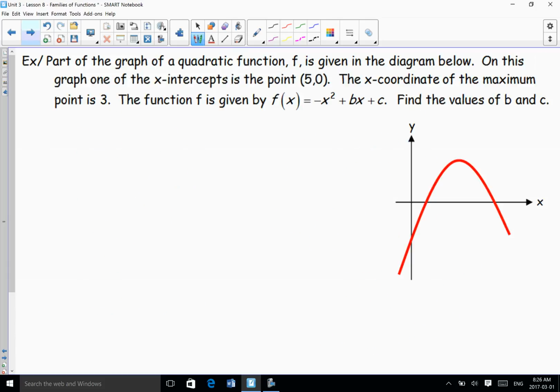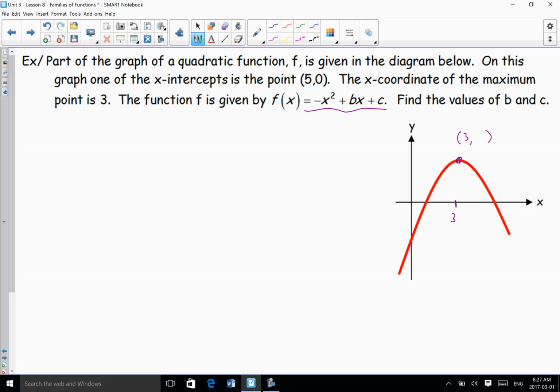Part of the graph of a quadratic function f is given in the diagram below. On this graph, one of the x-intercepts is the point (5, 0). The x-coordinate of the maximum point is 3. The function f is given by this equation. Find the values of b and c. So we have to interpret some things. It tells us the x-coordinate of the maximum point is 3. In other words, there's 3.